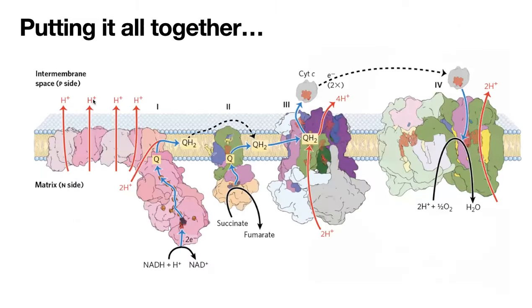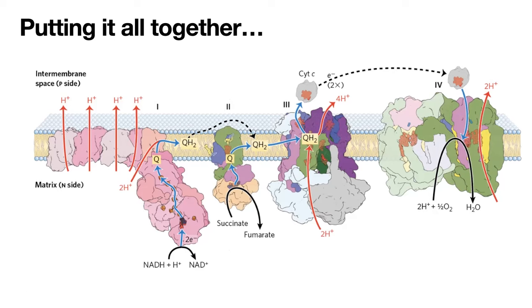Putting it all together, we can think of these 4 complexes. We have complex 1. We're going to take electrons from NADH and pass them off to Q. This is going to take our ubiquinone and give us ubiquinol in our Q pool. We can also give electrons to Q through succinate dehydrogenase, or complex 2, which is the same succinate dehydrogenase that we had in the electron transport in our citric acid cycle. This is another way we can give electrons to Q.